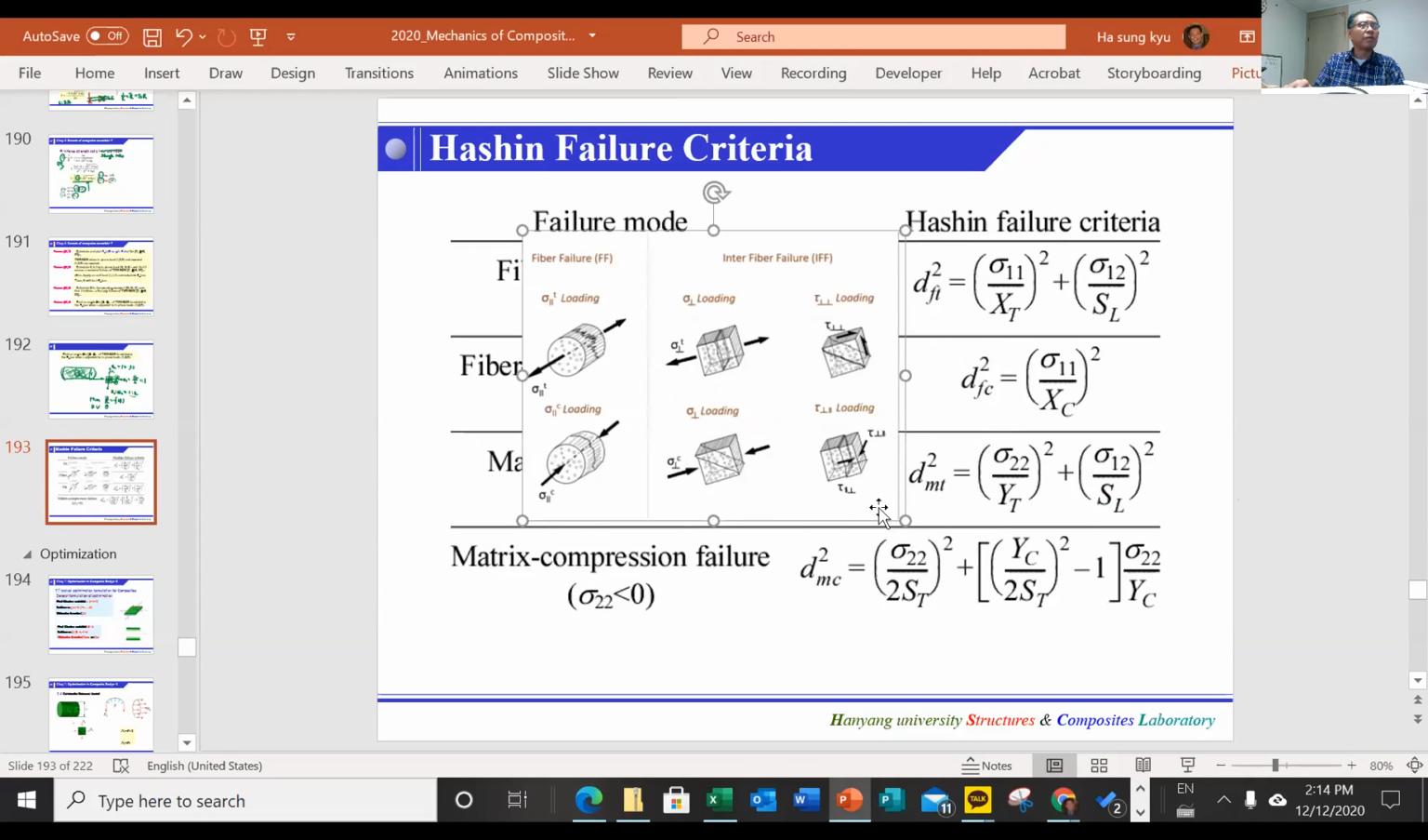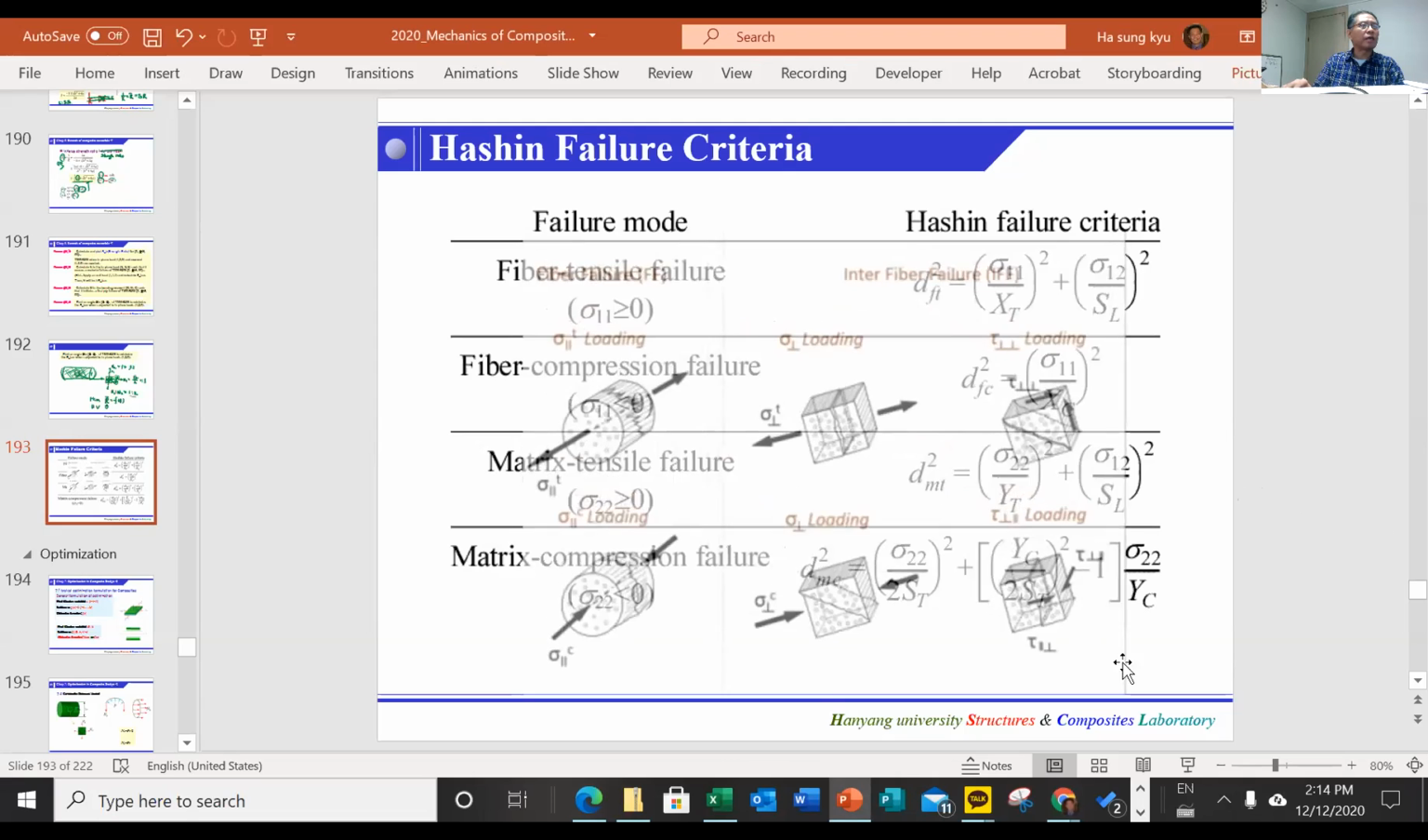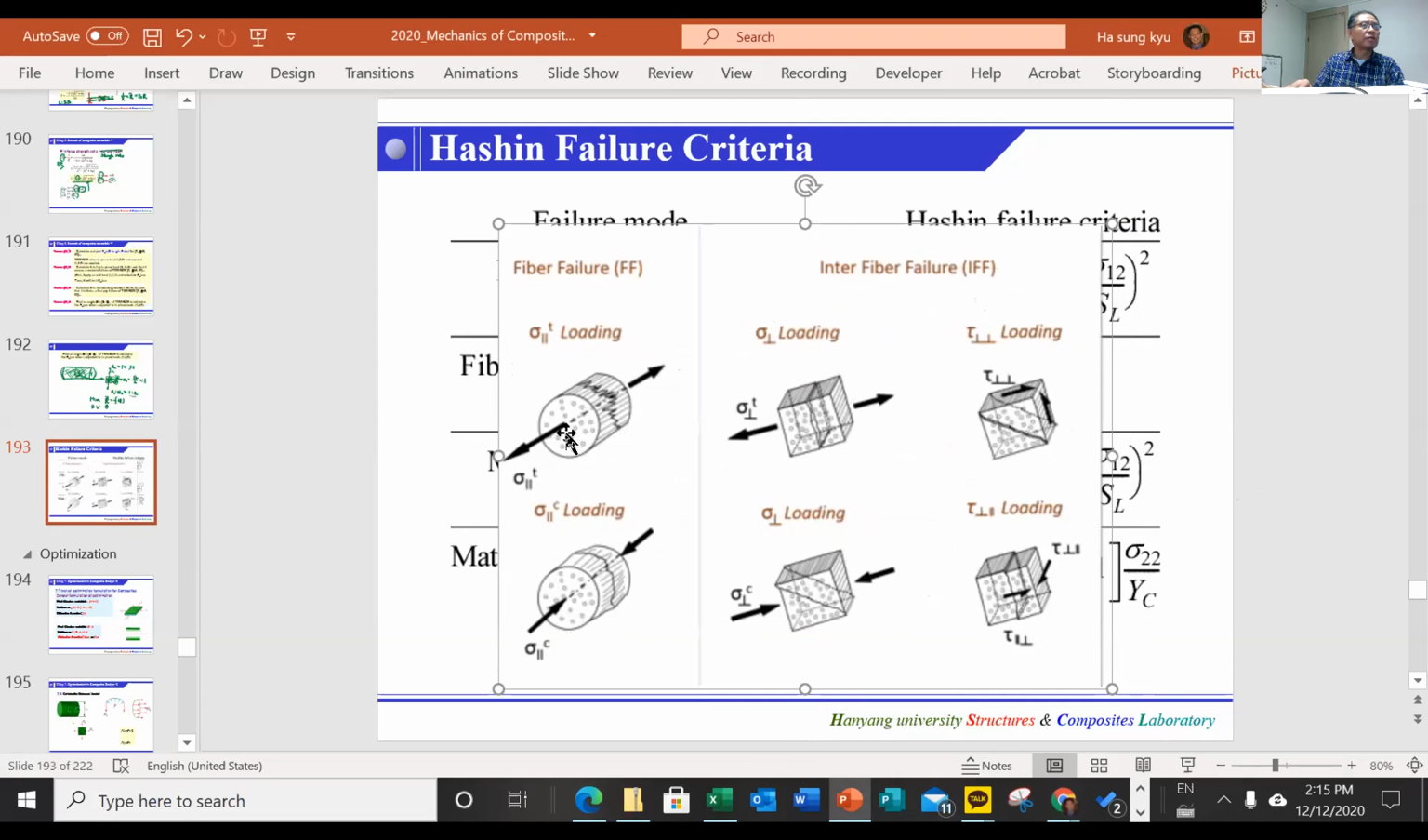So fiber failure mode, let's say the fiber is along these directions, one direction, or we are using the X coordinate, so X direction, and this stress along this fiber will break the fibers. So this is the fiber failure mode for tension. See here, subscript, we have a T. So it's a tension mode.